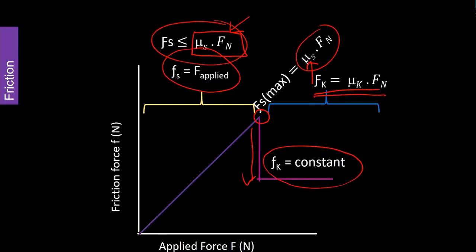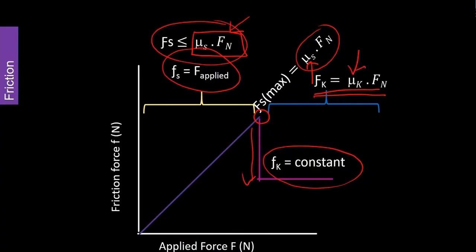They are both directly proportional to the normal force, but we now have got a coefficient so that we can use this relationship to calculate things. And so kinetic friction is equal to the coefficient of kinetic friction times the normal force.